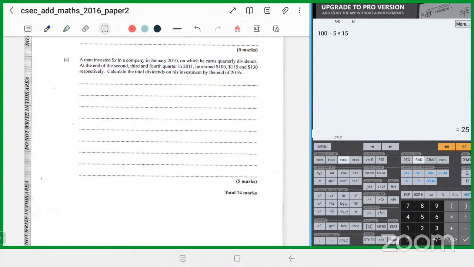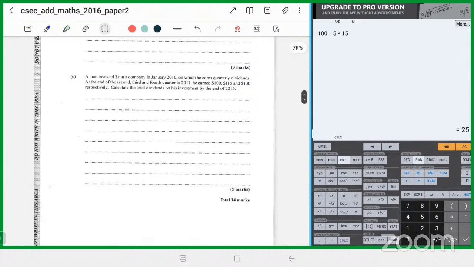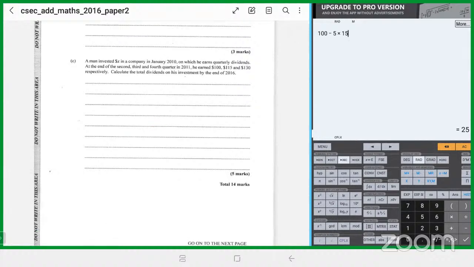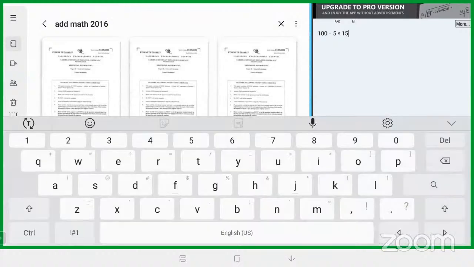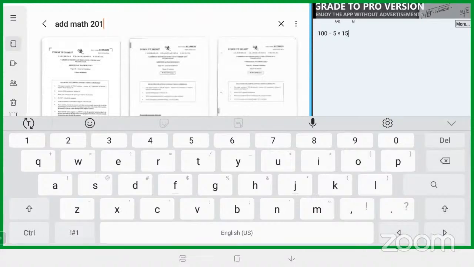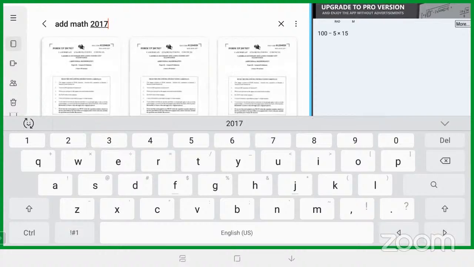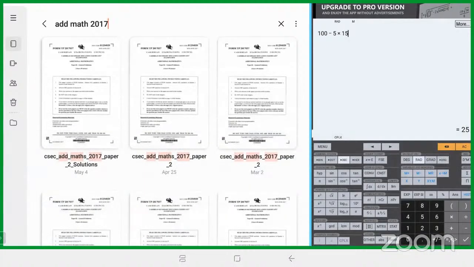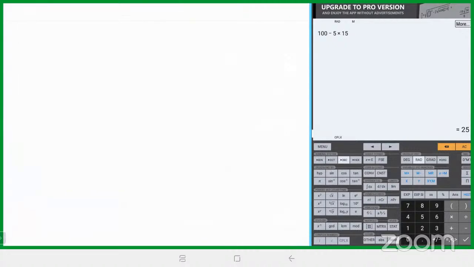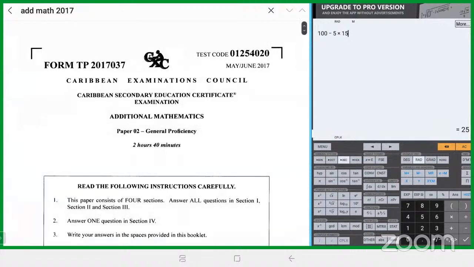The next one is 2017. Then there was a tricky one on 2023, you know. One of the reasons why it's tricky is because they use the word sum, and even though they use the word sum, you're not calculating a sum. You're actually calculating a term. Okay, we'll find it and show you. 2023.